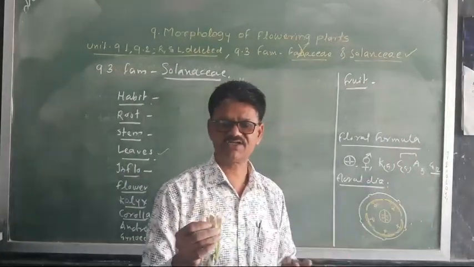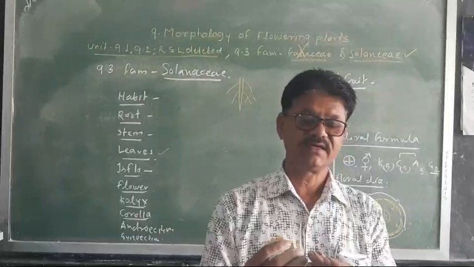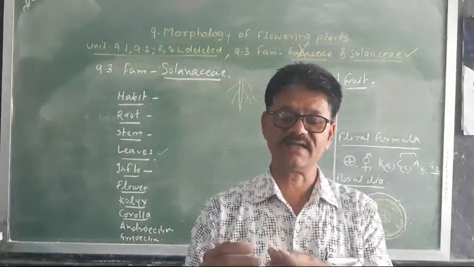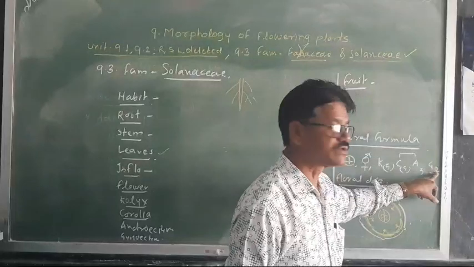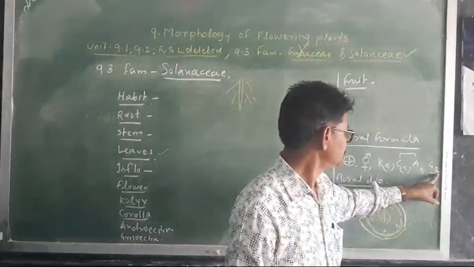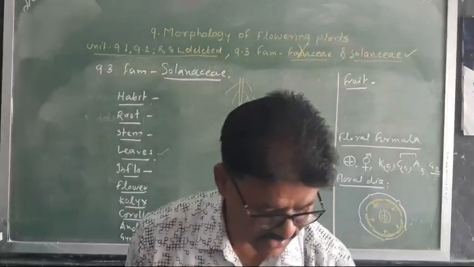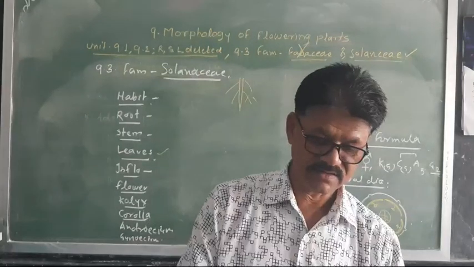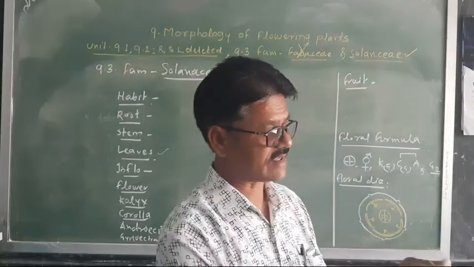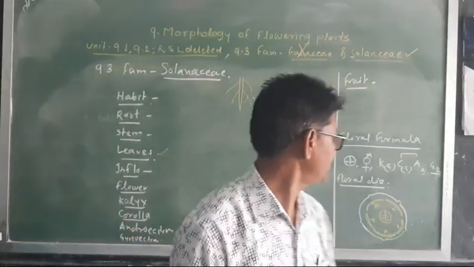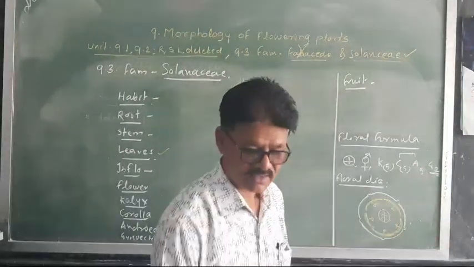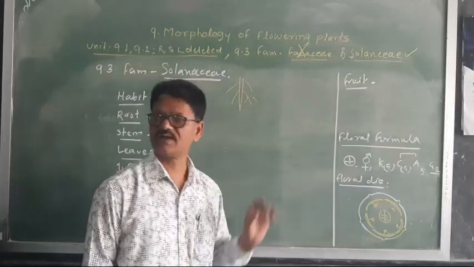Next one is the gynoecium. Gynoecium consists of stigma, style and ovary, and it is bifid. So there are 2 carpels, and the ovary is at the apex while the rest of the organs are at the base, so it is called superior ovary. And the last topic is the floral diagram.